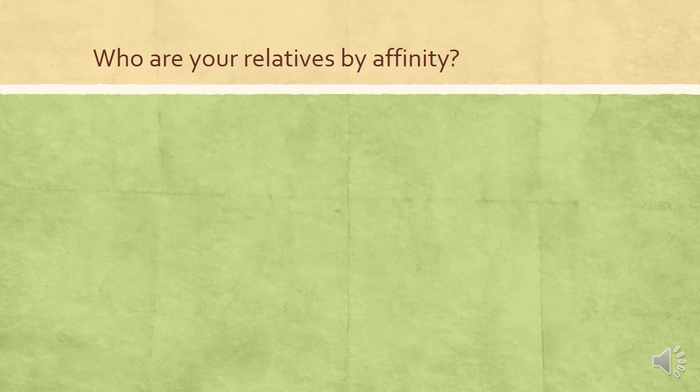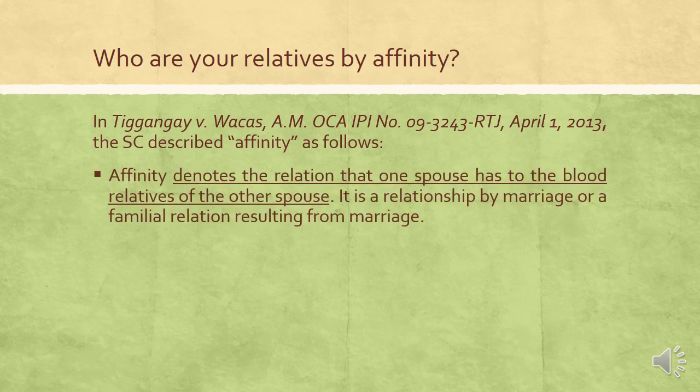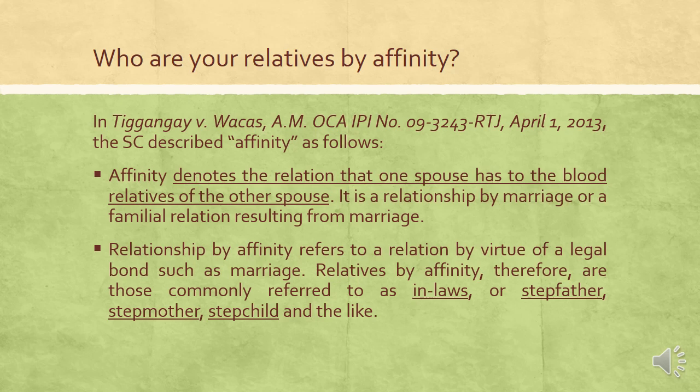Let's now go to relatives by affinity. The question is, who are your relatives by affinity? In the case of Tigangay versus Wakas, the Supreme Court described affinity as follows. Affinity denotes the relation that one spouse has to the blood relatives of the other spouse. It is a relationship by marriage or a familial relation resulting from marriage. Relationship by affinity refers to a relation by virtue of a legal bond such as marriage.